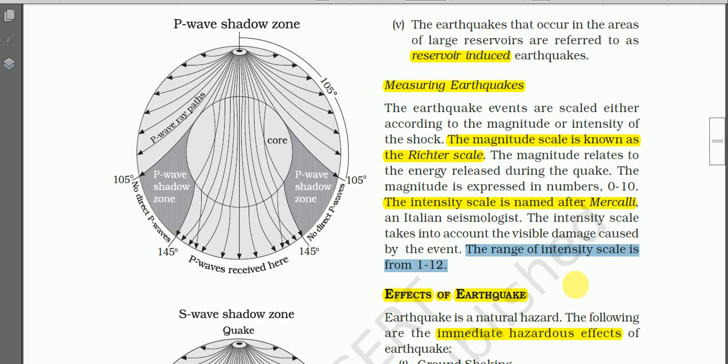And then the maximum is 12. When the Mercalli scale is 12, large rock masses are displaced, and objects may be thrown into the air from the ground. So that is Mercalli scale 12. So in this way, the magnitude or the intensity of the earthquake waves are measured.